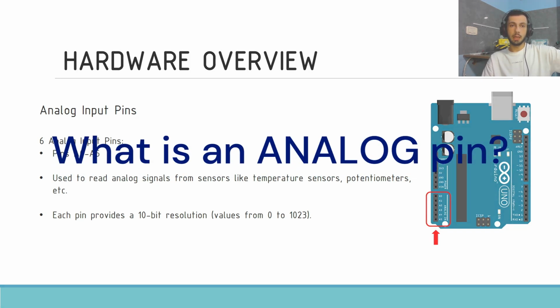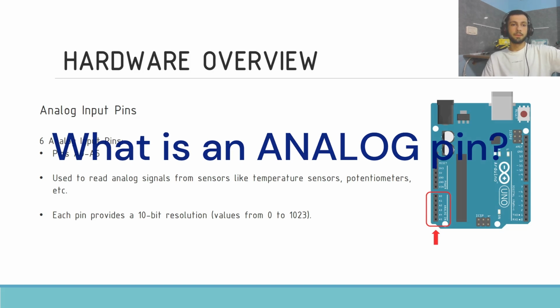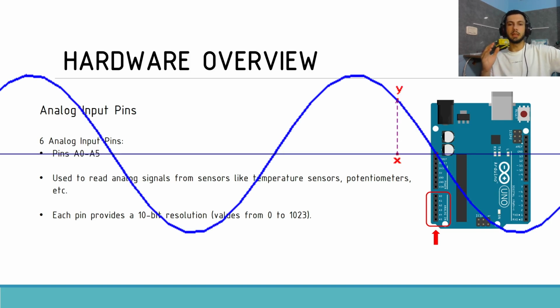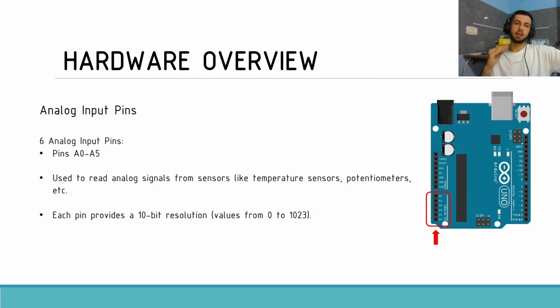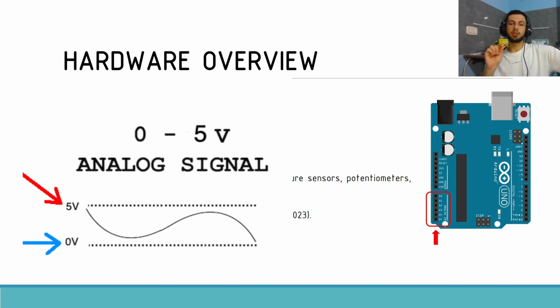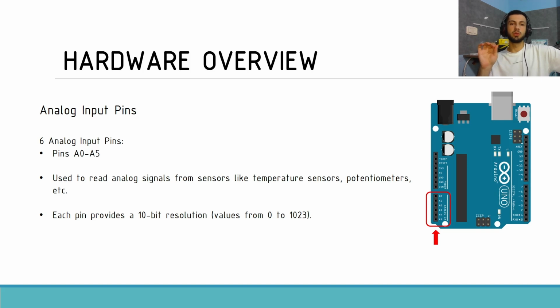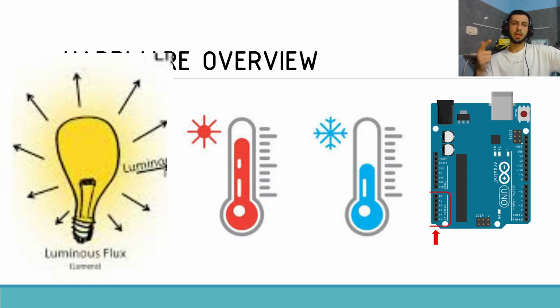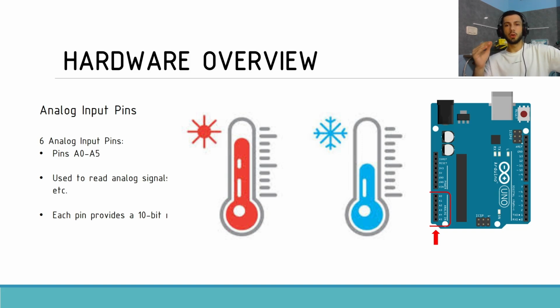What is an analog pin? Analog pins on an Arduino are used to read continuous signals that vary smoothly over a range of values, unlike the digital pins, which only read high or low. So the analog pins can measure a range of voltages from 0 volts to 5 volts. This allows the Arduino to sense varying levels of input, like light intensity or temperature, rather than just on or off states.